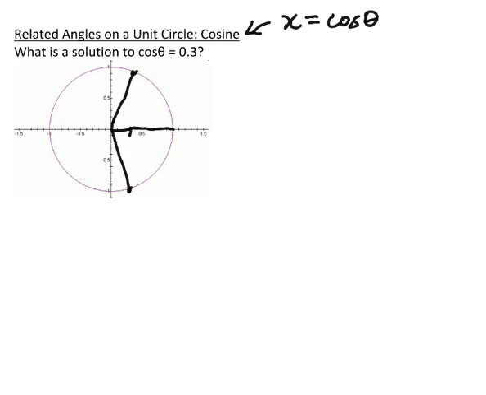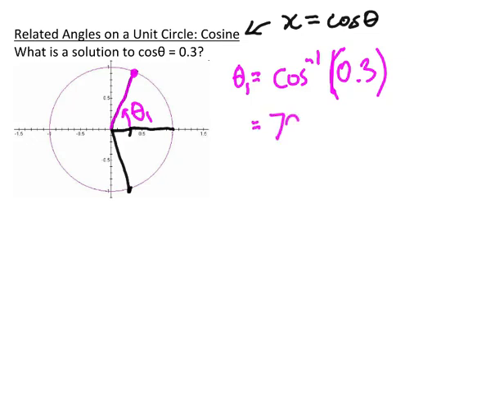Theta 1 is going to be that first angle from the positive x-axis over to that first point that shares that x value of 0.3. And how we get theta 1 is the same way you've done it in grade 10. You do the inverse cos of 0.3, and that gives me 72.54 degrees.